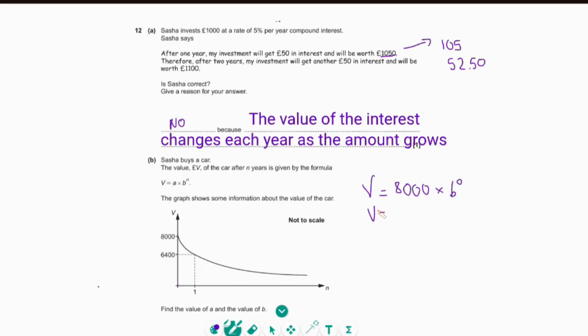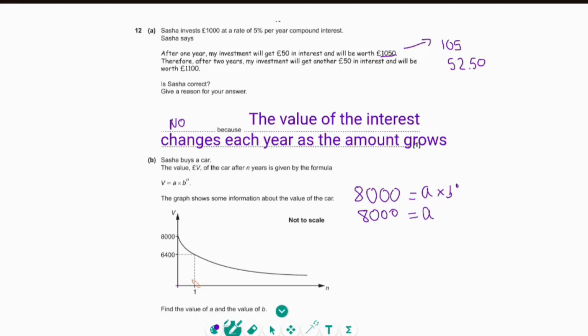Anything to the power 0 is 1. So b to the power 0 is 1. 8,000 times 1. You could have done it like this, but that's me telling you it's 8,000. So the value of the car, we know V is a value, is 8,000. B to the power 0 is 1. 8 times 1 is 8. A is 8,000. And the value of B, well, we also know here we can substitute these values in.